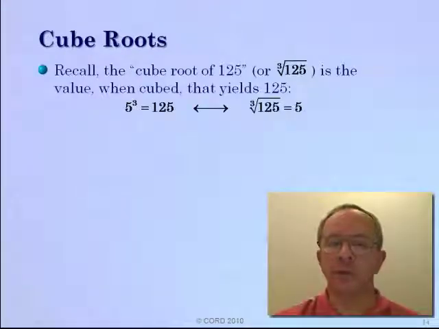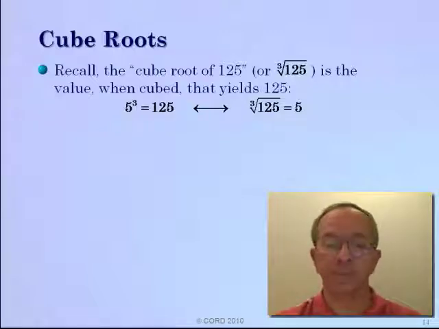Cube roots now. Those are a little bit different. You may not have used those very often, and they're a little harder to work with on your calculator. Recall that the cube root of 125 is the value that, when cubed, yields 125, just like we did with squares. 5 cubed equals 125, and so the cube root of 125 equals 5.